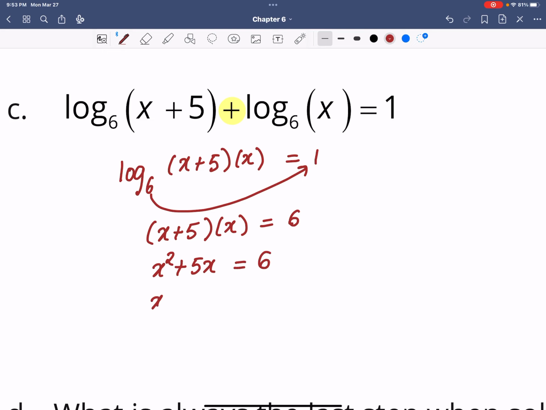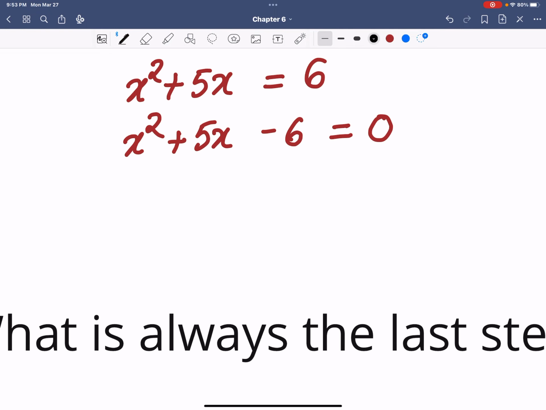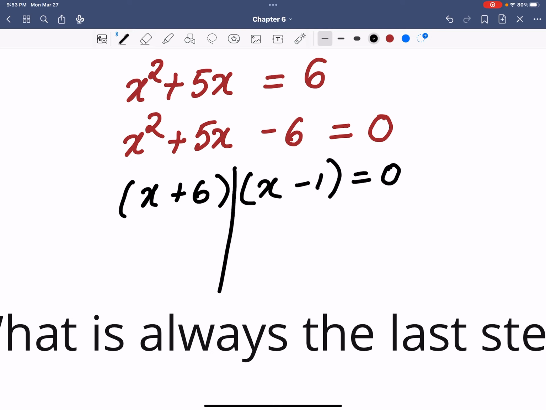I'm going to bring the 6 to the other side. I have x squared plus 5x minus 6 is equal to 0. Do you see a quadratic equation here? Let's go ahead and factor. What are factors of negative 6 that add up to positive 5? x plus 6 and x minus 1. And then I have x is equal to negative 6 and x is equal to positive 1.